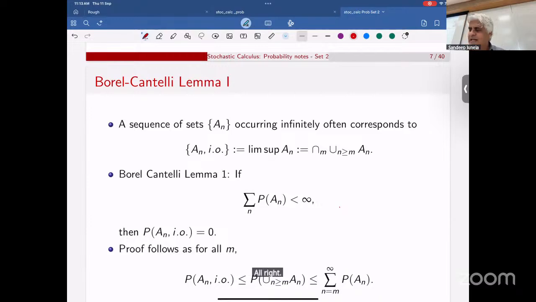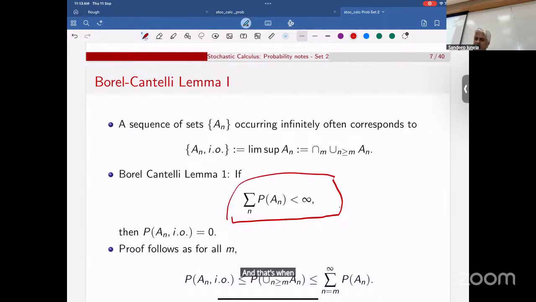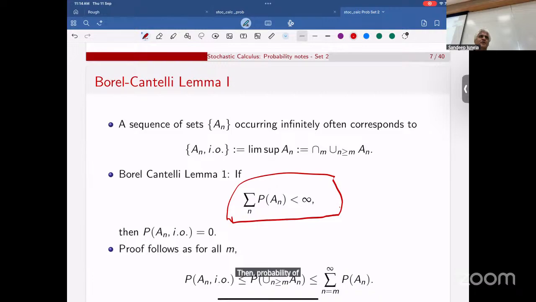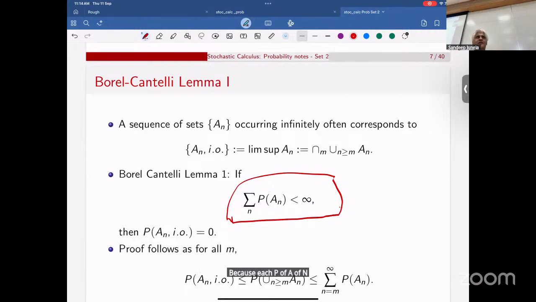All right, so now that we understand this idea of infinitely often, we have a sufficient condition for the probability of the set A_n infinitely often to be 0. It's a very nice compact condition: if the summation of P(A_n) is finite, then the probability of A_n infinitely often is 0. So the omega belonging to infinitely many sets, that set's probability is going to become small, because each P(A_n) is becoming small in this sense.